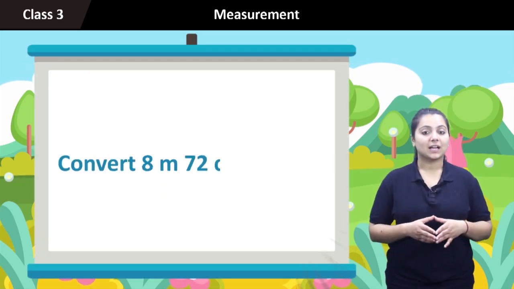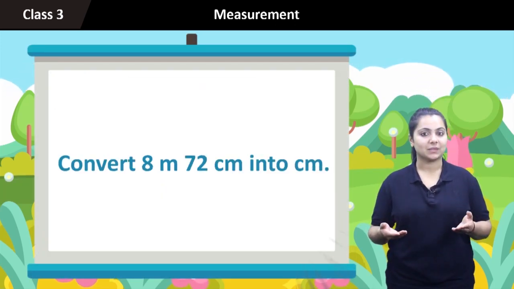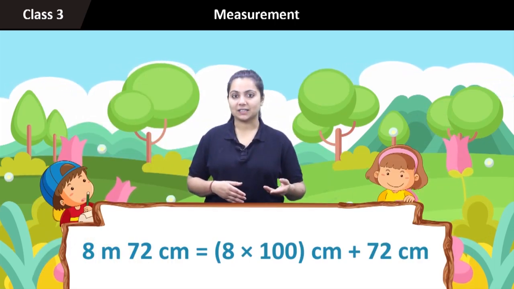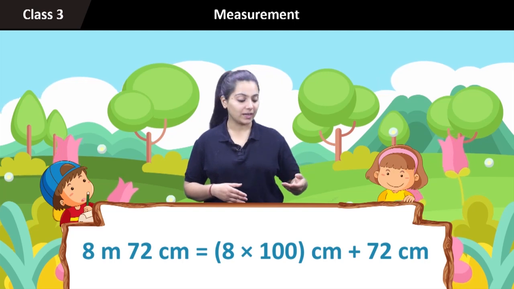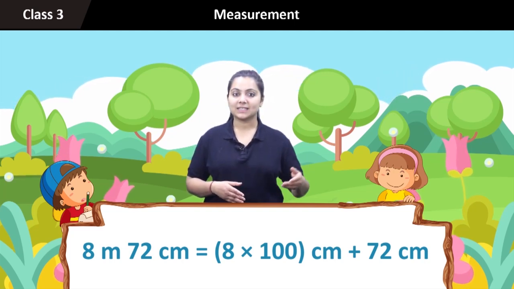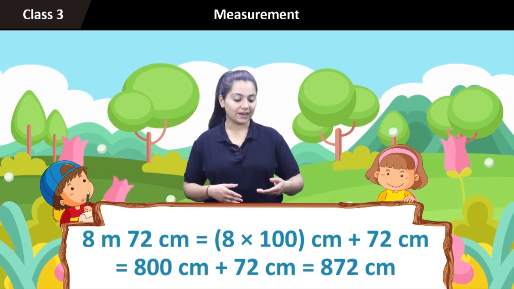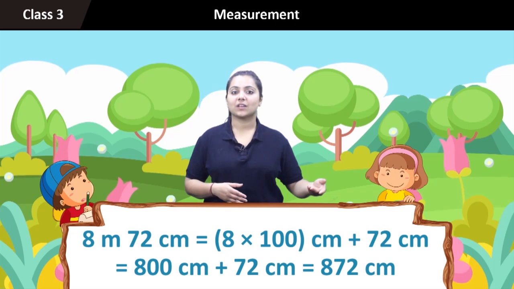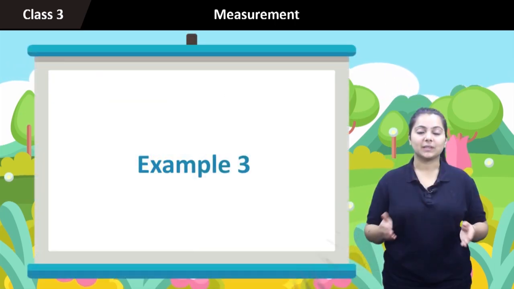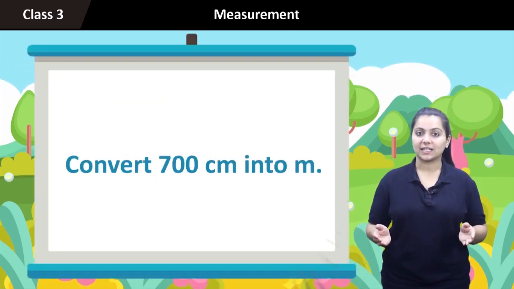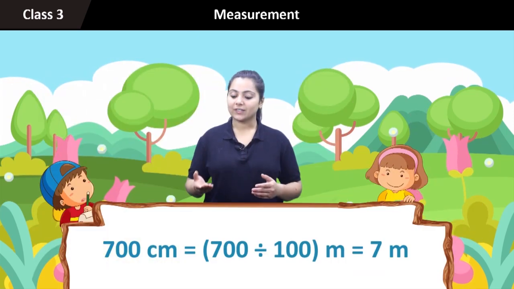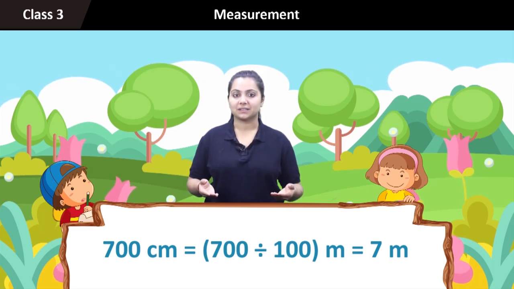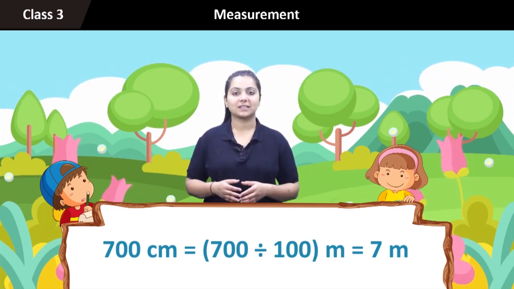Example 2. Convert 8 meter 72 centimeter into centimeter. 8 meter 72 centimeter is equal to 8 multiplied by 100 centimeter plus 72 centimeter. 800 centimeter plus 72 centimeter is equal to 872 centimeter. Example 3. Convert 700 centimeter into meter. 700 centimeter is equal to 700 divided by 100 meter. That is equal to 7 meter.